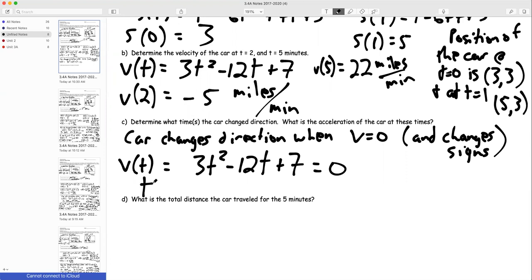And you should get 2 points. This is a parabola that crosses the x-axis twice, and so I'm going to have 2 different times. Can somebody help me out with the first time? 3.709? That's in minutes, correct. And the second time, 3.291.